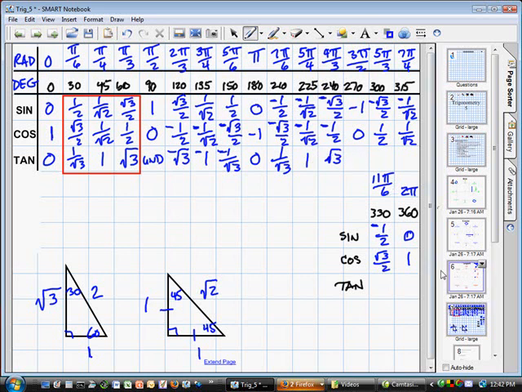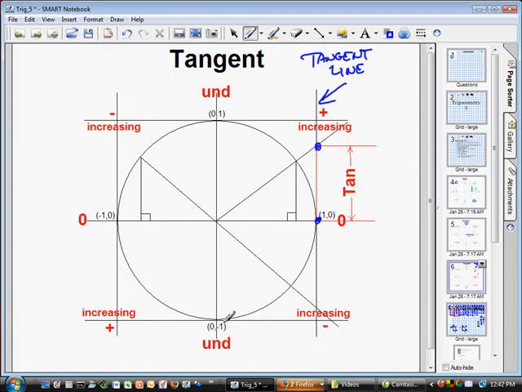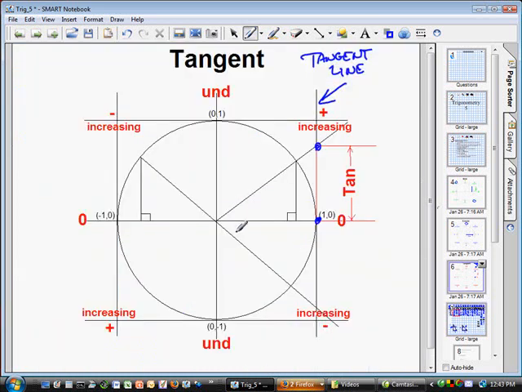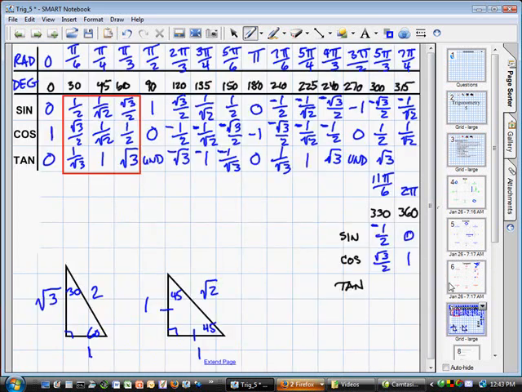270, we've got another one of our parallel undefined. Anytime you reach the y-axis, you're going to have an undefined for tangent. 300 degrees, we're now in the fourth quadrant. We're 60 degrees away from the x-axis, so this is root 3 again. But because it's in the fourth quadrant, meets down below, the sign is negative. 315 is a 45-degree angle, so it's a 1 value-wise, and because it's in the fourth quadrant, negative.